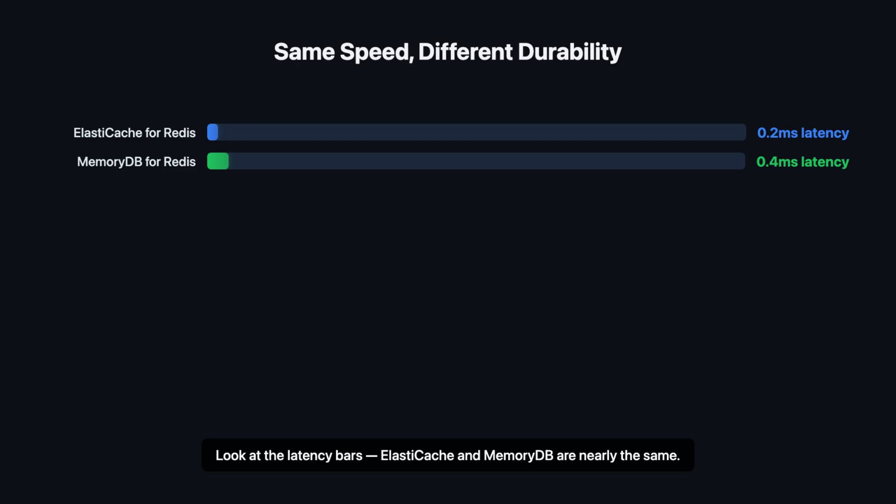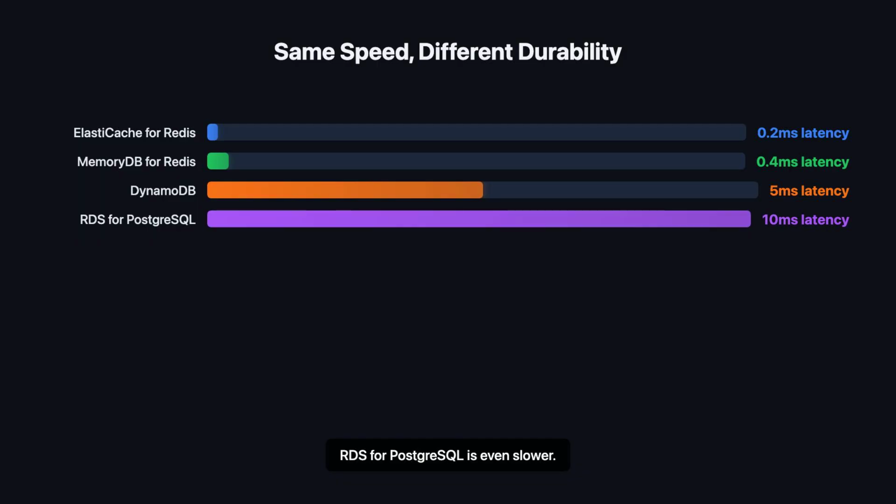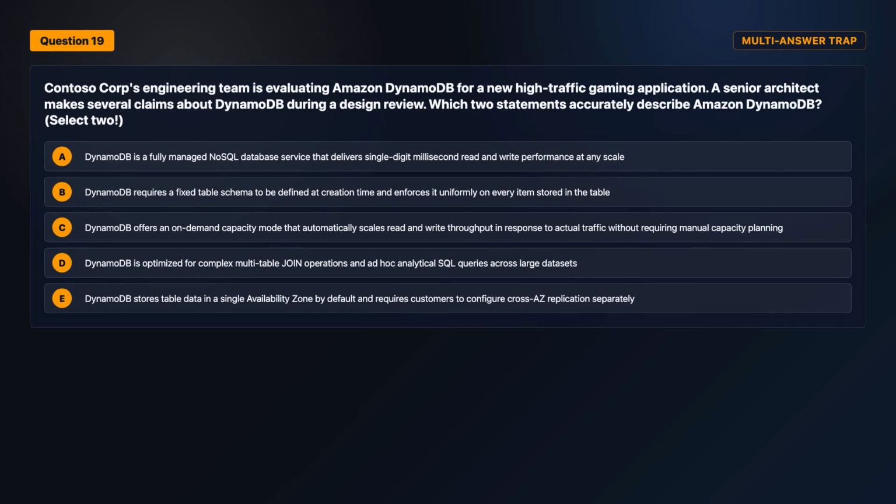Look at the latency bars. ElastiCache and MemoryDB are nearly the same. DynamoDB comes in around 5 milliseconds. RDS for PostgreSQL is even slower. The question isn't about speed, it's about durability. ElastiCache is a cache. MemoryDB is a database. That's the trap. Time for another one.